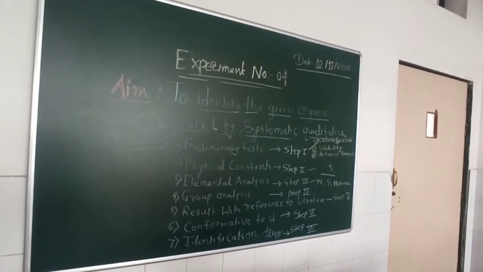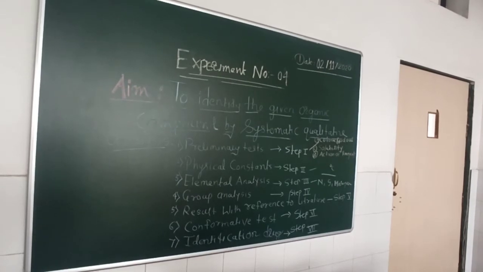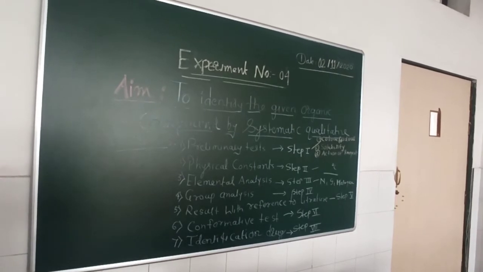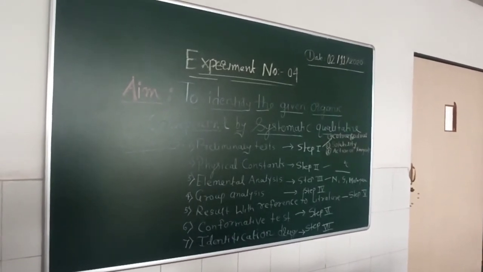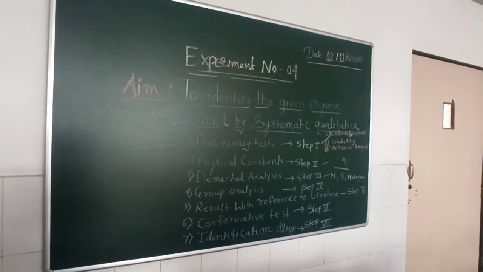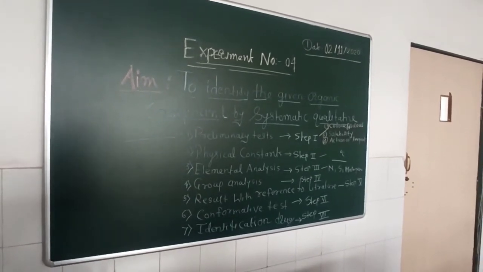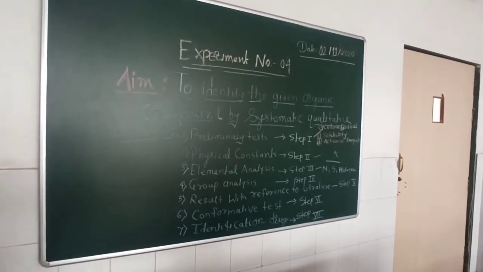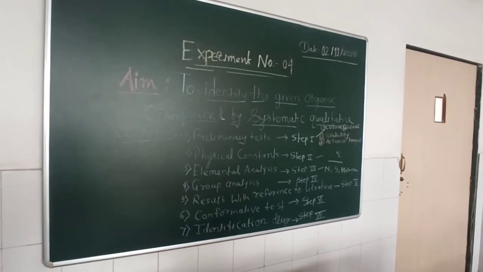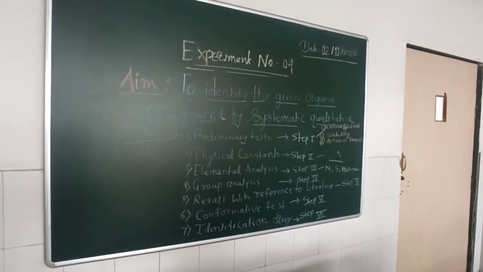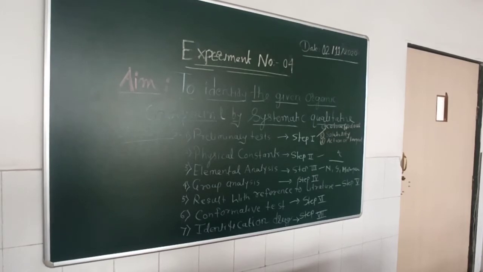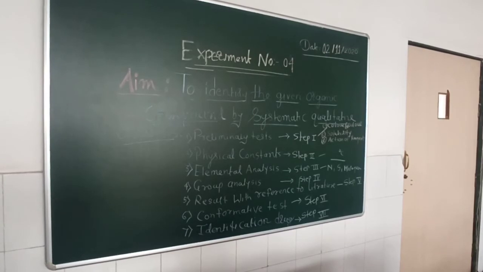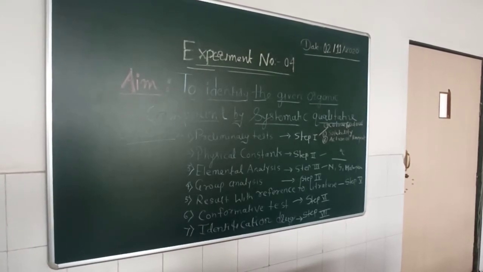Today we are going to perform the practical of D Pharmacy second year, subject Pharmaceutical Chemistry 2. In that, experiment number 4, that is to identify the given organic compound by systematic qualitative analysis. In the last experiments, you studied how to find the melting point in experiment number 2, and in experiment number 3, how to find the boiling point of a given liquid organic compound. Now see the next, that is to identify the given organic compound by systematic qualitative analysis.